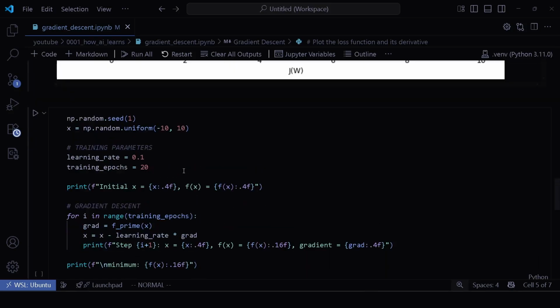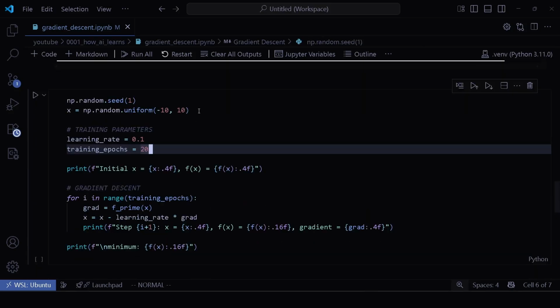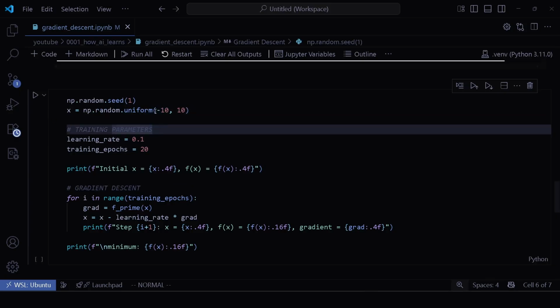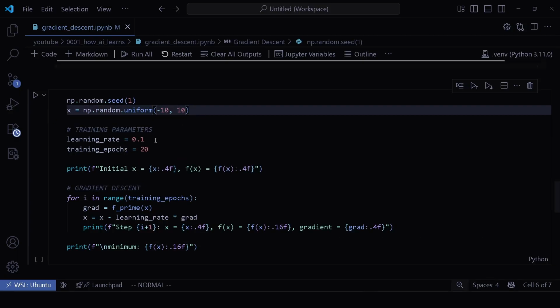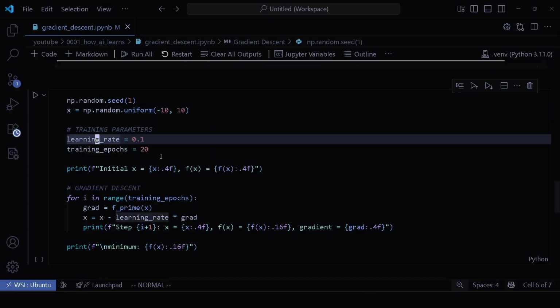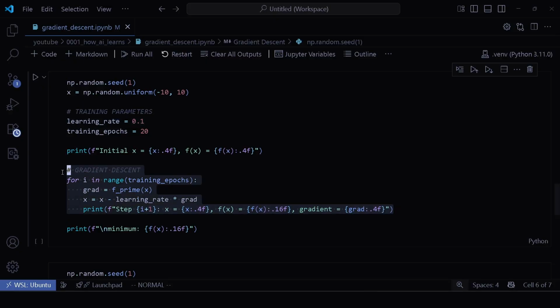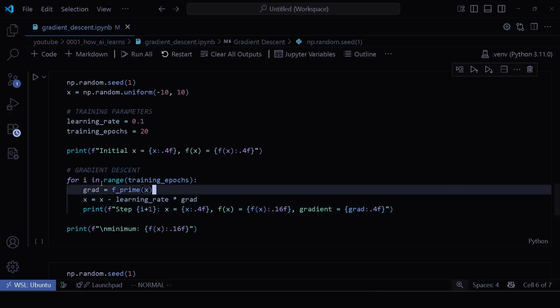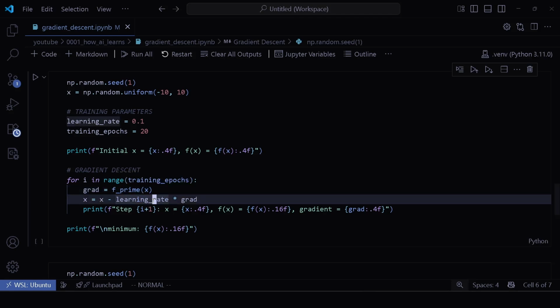Now this is the part that matters the most. So, we start by making a random guess between -10 and 10, and then we set our training parameters. We set learning rate to be 0.1 and then epochs to be 20. We'll try modifying this later on. But this is the bulk of our algorithm over here for gradient descent. For every epoch, we get the gradient using the derivative function, and then we update the parameter x, which was initially whatever we get here. We update that by subtracting from it the current gradient, scaled by the learning rate 0.1.